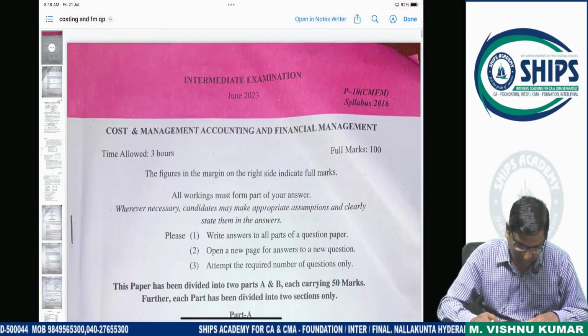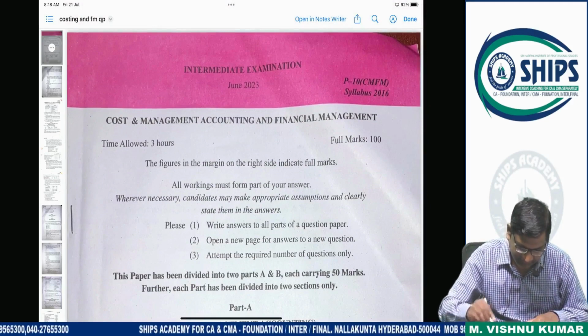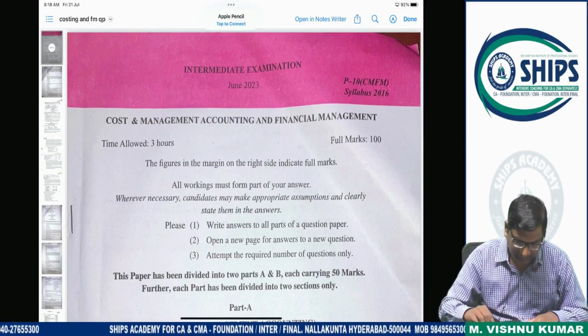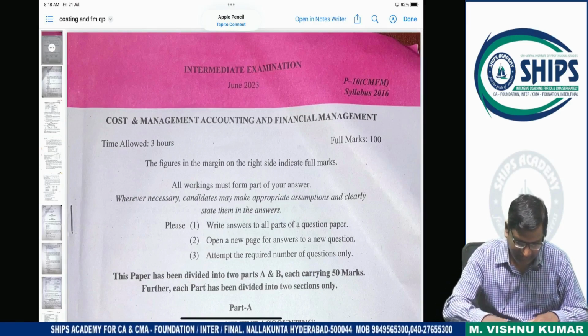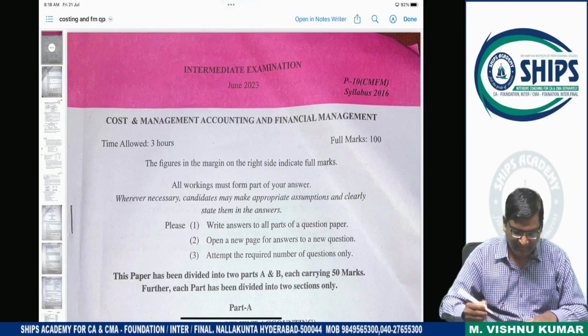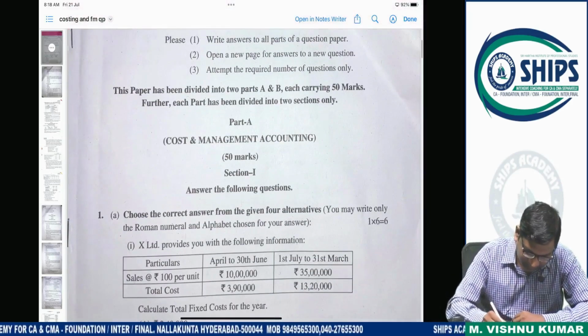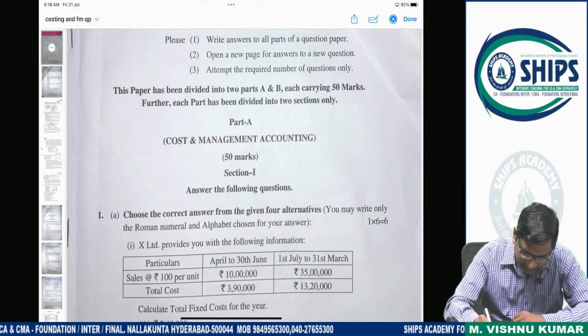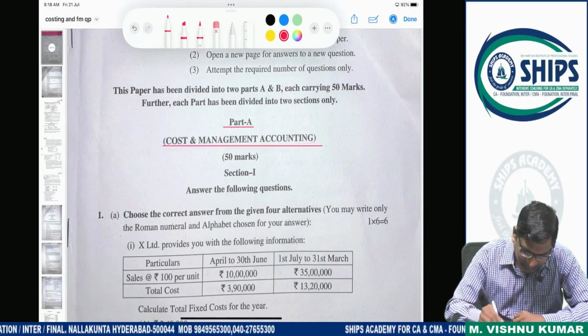So your paper is cost and management accounting and financial management. This is your paper. Okay. So this paper consists of two parts. One is cost and management accounting and second is financial management. So first we are discussing about Part A, that is cost and management accounting. In this we are discussing about Section 1.